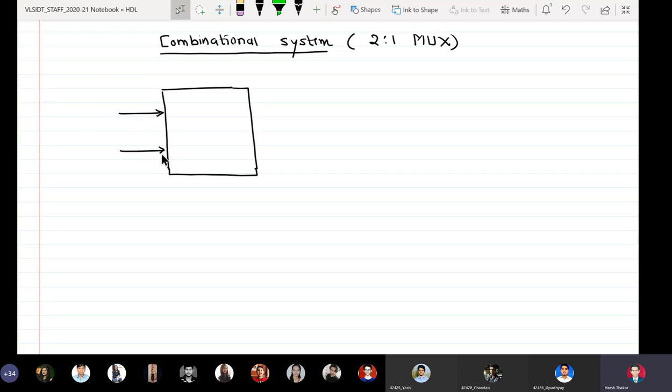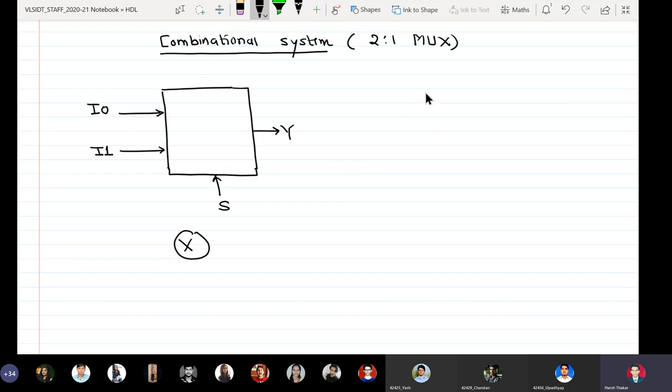The first input is called I0. The second input is called I1. The select line is called S. And the output is called Y. This is what we have been drawing. But please understand one thing, that this is not a standard symbol of a multiplexer.